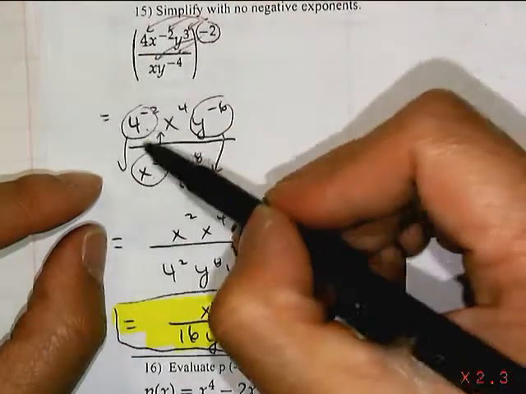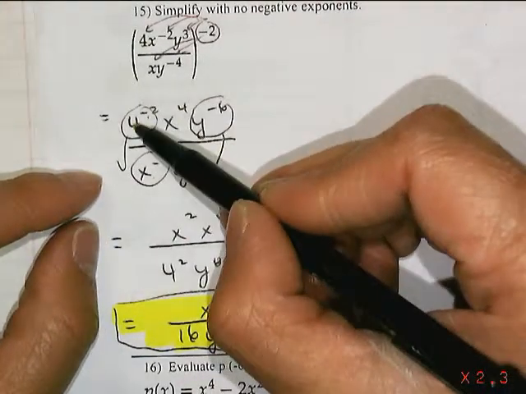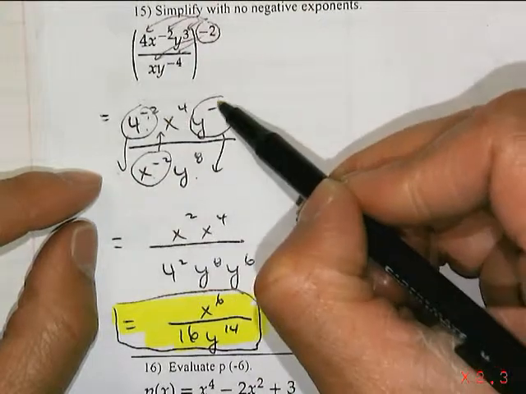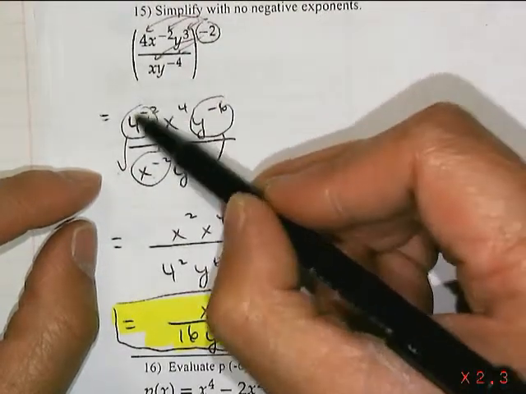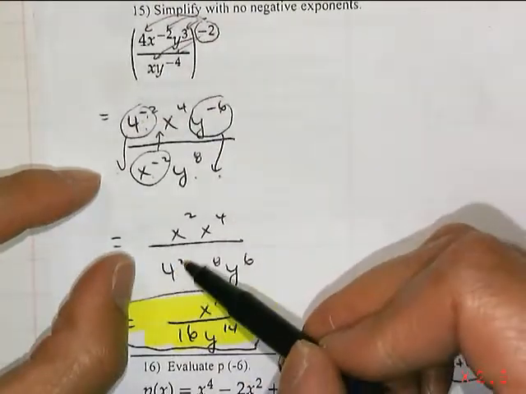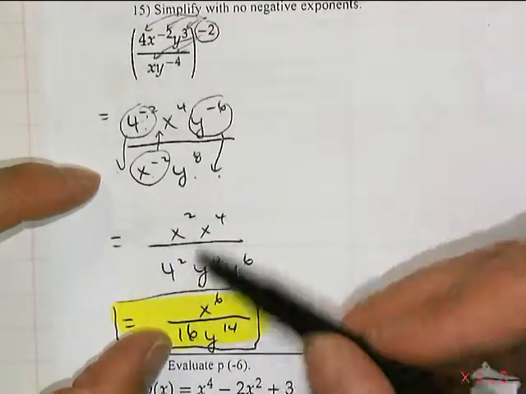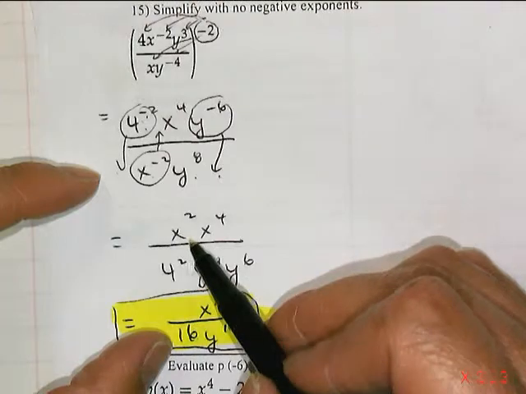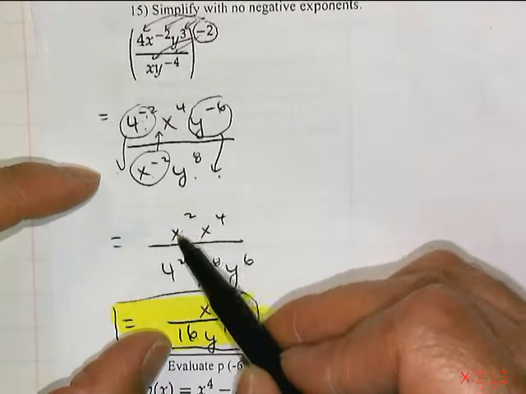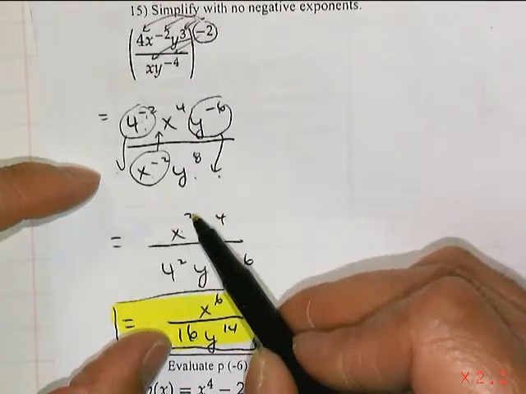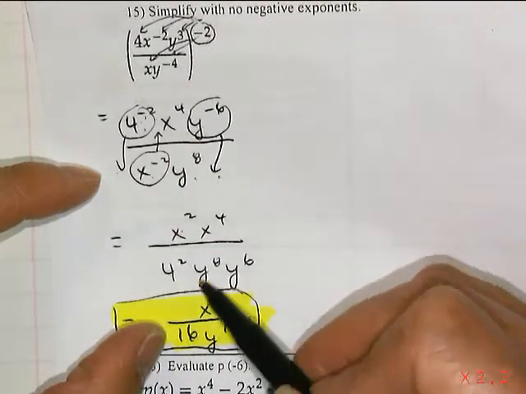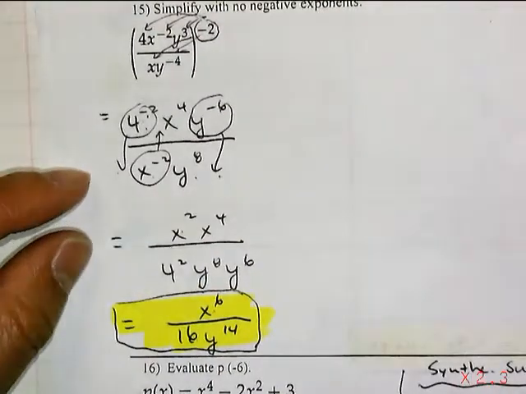Notice how I only circled problems where it had a negative exponent. It's going to go down, up, that's going to go down. So this becomes 4 to the 2nd power. Remember, take off the negative sign when you move it. That becomes 16. x squared times x to the 4th, same base. Multiplying the same base, add the exponents. That's x to the 6th, and that's y to the 14th.